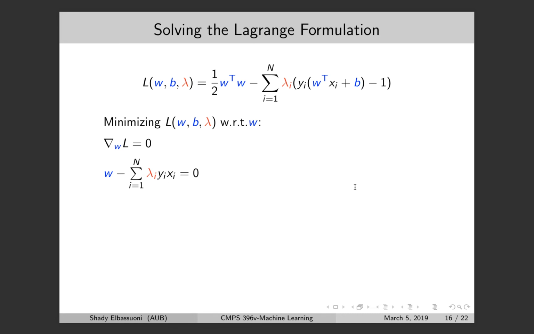Now the second component: I have the summation, so minus sigma from i equal 1 to n of lambda i yi xi times W transpose. If I'm differentiating with respect to W, that becomes lambda i yi xi. And then the second component is B. It doesn't depend on W, so it goes away, and the minus 1 goes away. It's constant with respect to W. So I get that W is equal to the summation from i equal 1 to n of lambda i yi xi.